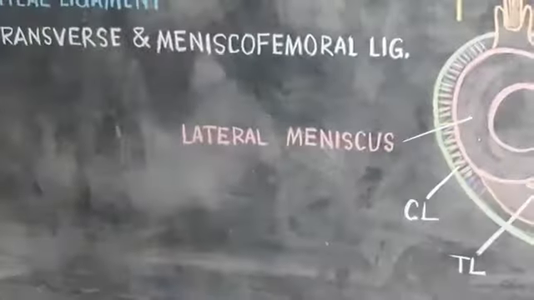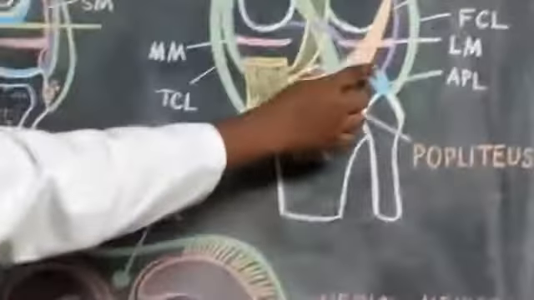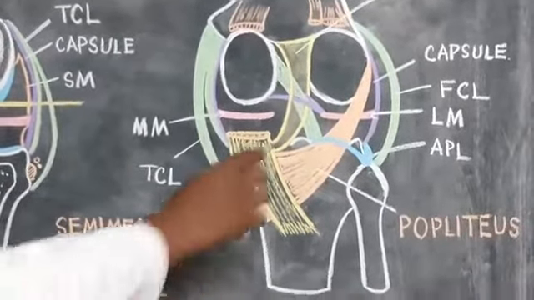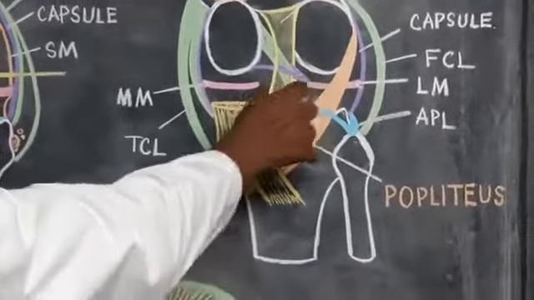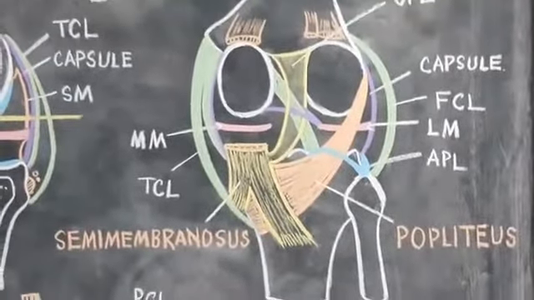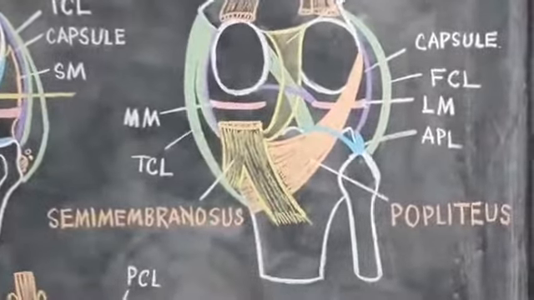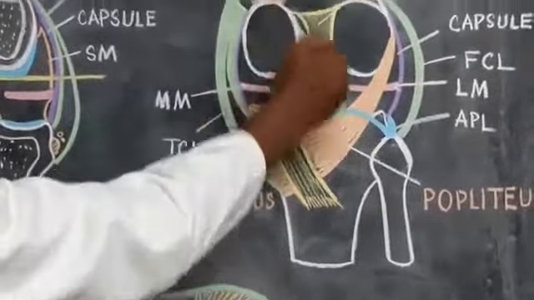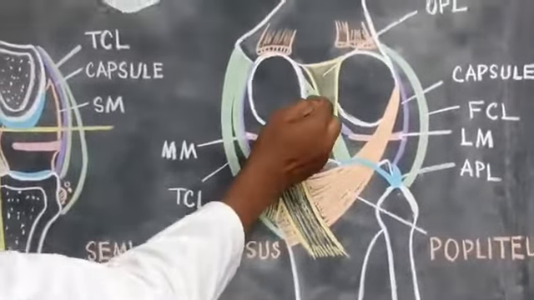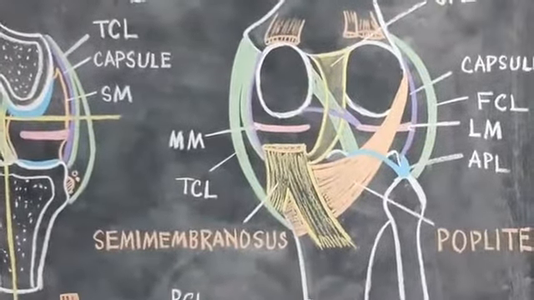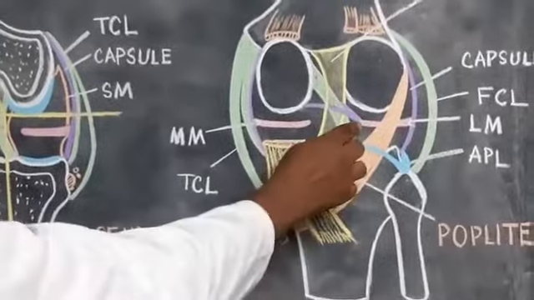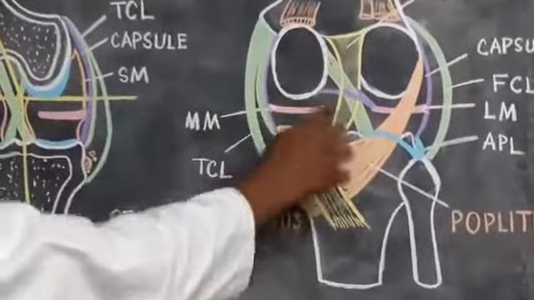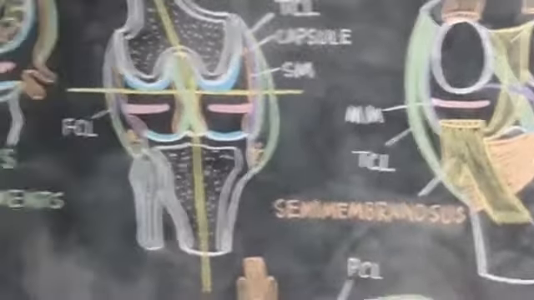Another ligament is the meniscofemoral ligaments. Anterior and posterior meniscofemoral ligaments are attached to the posterior horn of the lateral meniscus. The anterior band passes in front of the posterior cruciate ligament to get attached to the medial condyle of the femur, whereas the posterior band passes behind this posterior cruciate ligament.